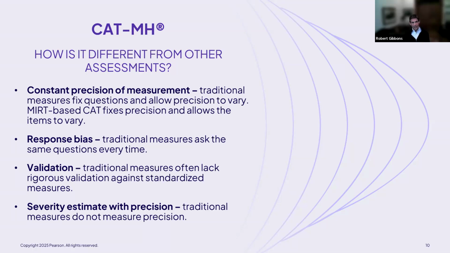Because we're not asking the same questions to different people or the same questions repeatedly over time to the same people, we eliminate response bias that occurs for traditional measures when we ask the same questions over and over and people just remember how they responded before. People actually like taking computerized adaptive tests because they're wondering what is the next question to be asked.